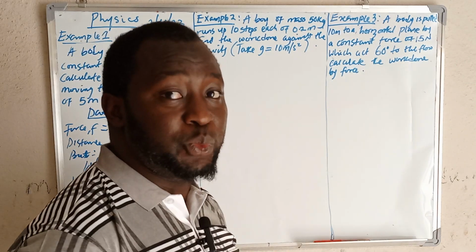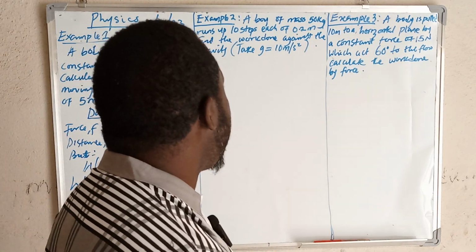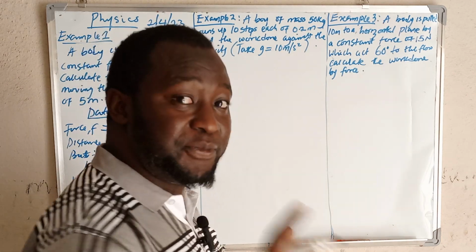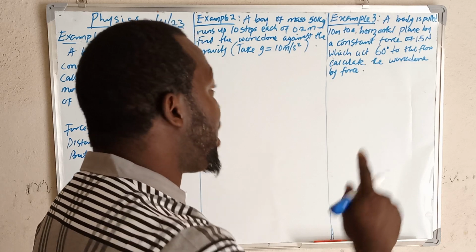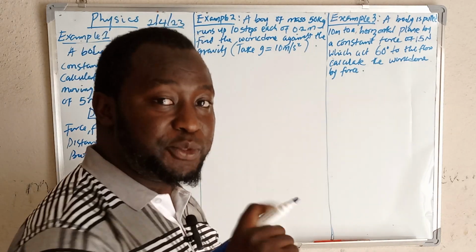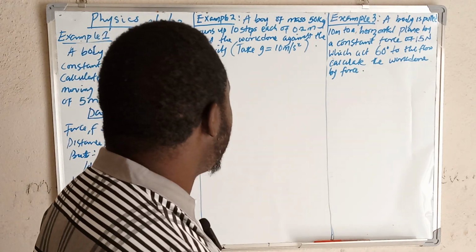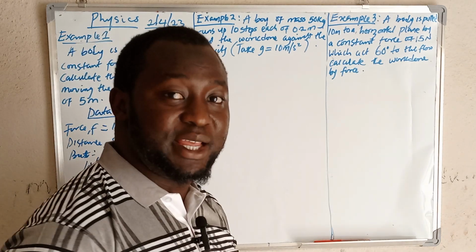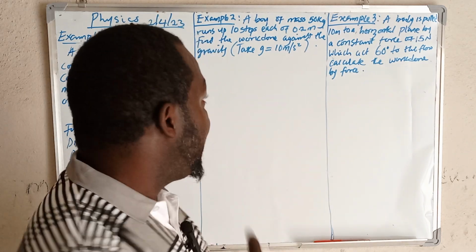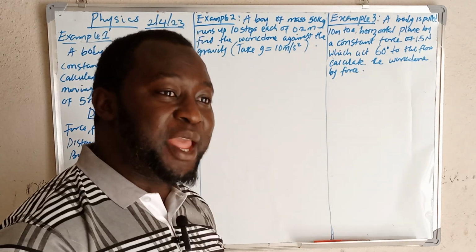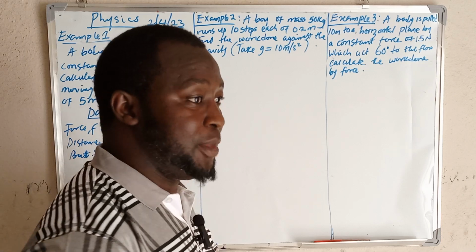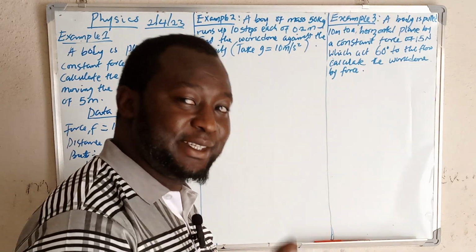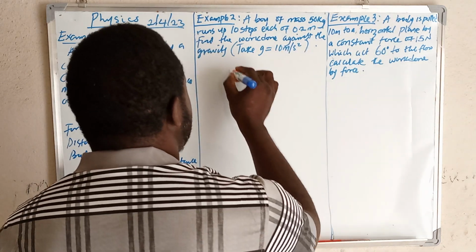Then on example number 2, it says a boy of mass 50 kg runs up 10 steps, each of 0.2 meters. Find the work done against gravity. Take g as 10 meters per second squared. In this case, students may rush in solving this problem by still taking their formula. They take 0.2 meters as the distance. No. Let me start with this.